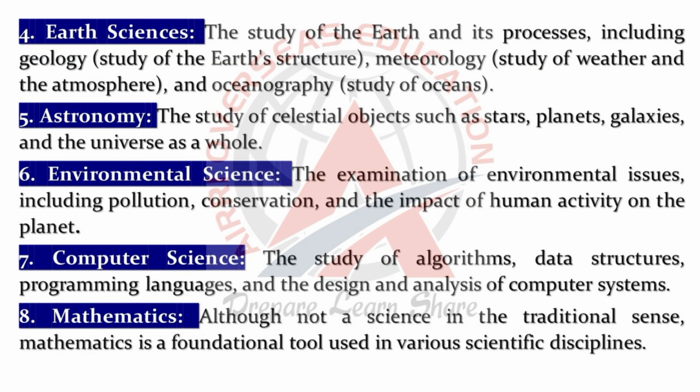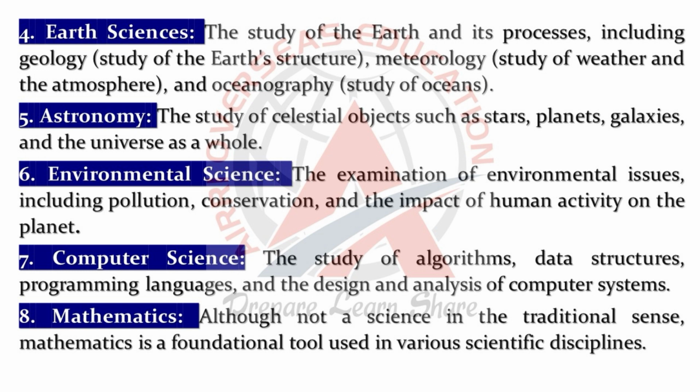4. Earth sciences, the study of the earth and its processes, including geology, study of the earth's structure, meteorology, study of weather and the atmosphere, and oceanography, study of oceans. 5. Astronomy, the study of celestial objects such as stars, planets, galaxies, and the universe as a whole. 6. Environmental science, the examination of environmental issues, including pollution, conservation, and the impact of human activity on the planet.